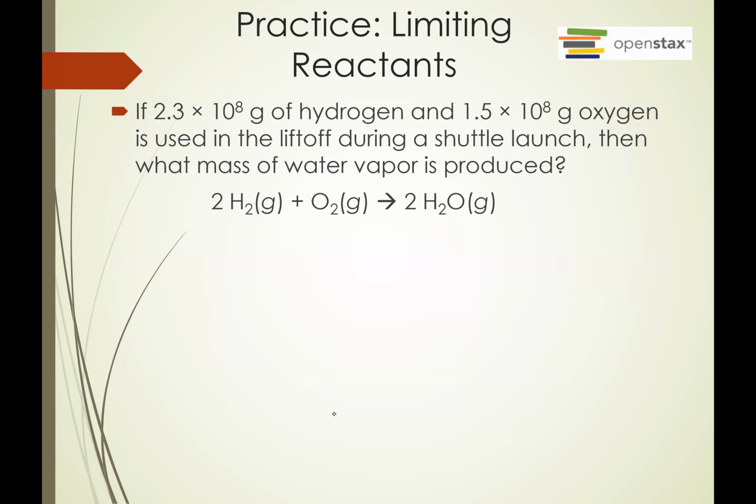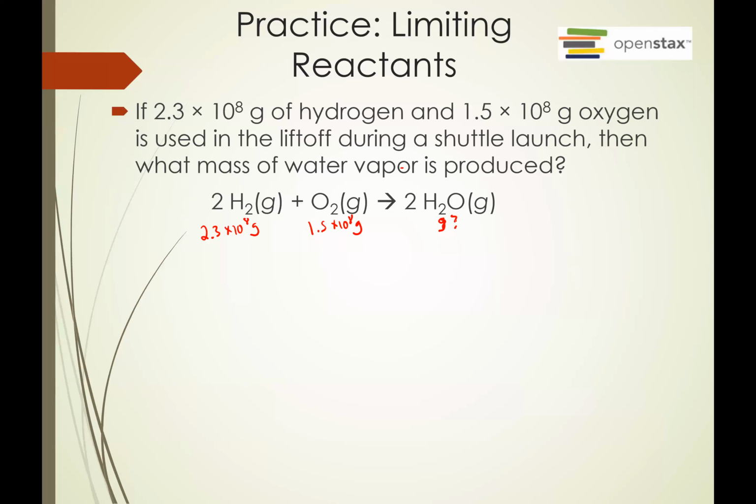This one's for you to practice. 2.3 times 10 to the 8th grams of hydrogen and 1.5 times 10 to the 8th grams of oxygen is used in the liftoff during a shuttle launch. What is the mass of water produced? So we've already seen these problems, but this time we have grams of hydrogen, right? We have 2.3 times 10 to the 8th grams of this. And we have 1.5 times 10 to the 8th grams of this. And we want grams of water.